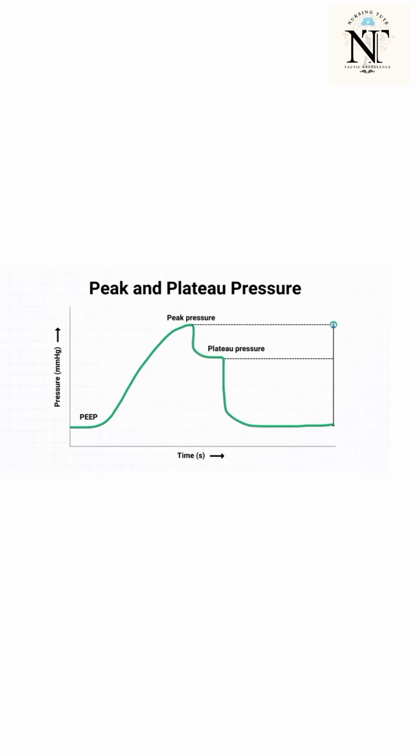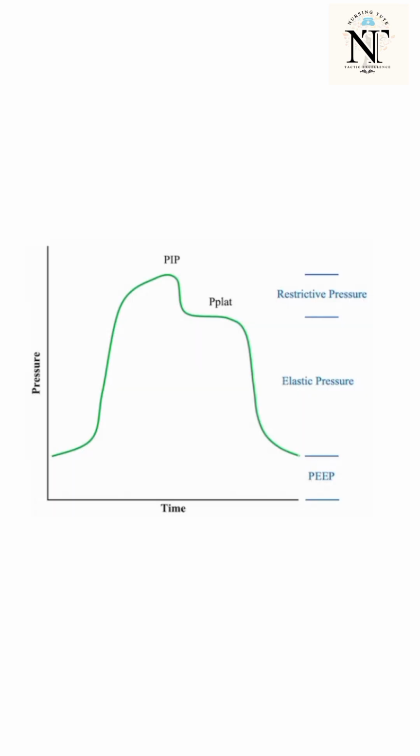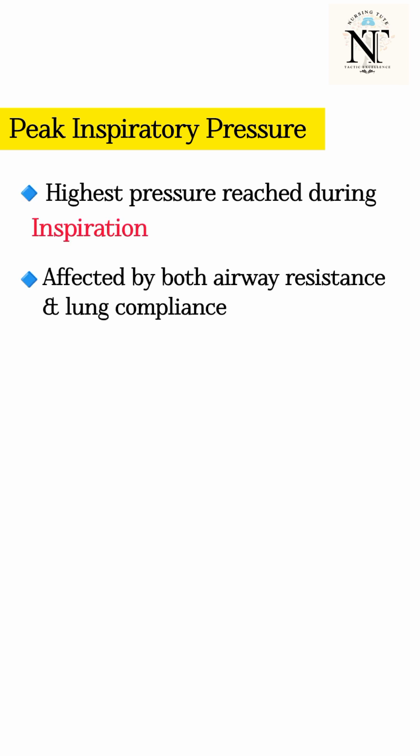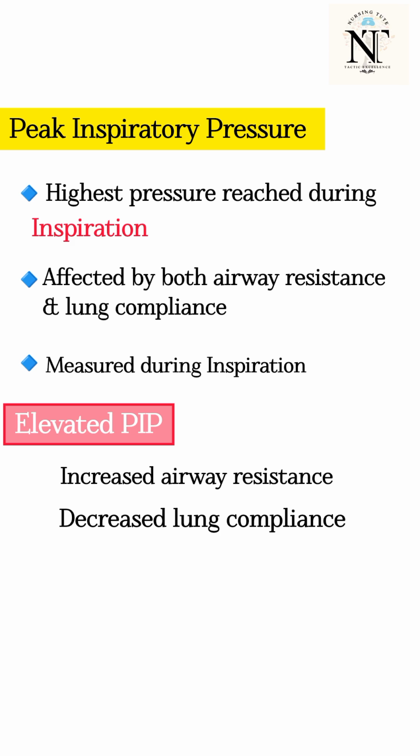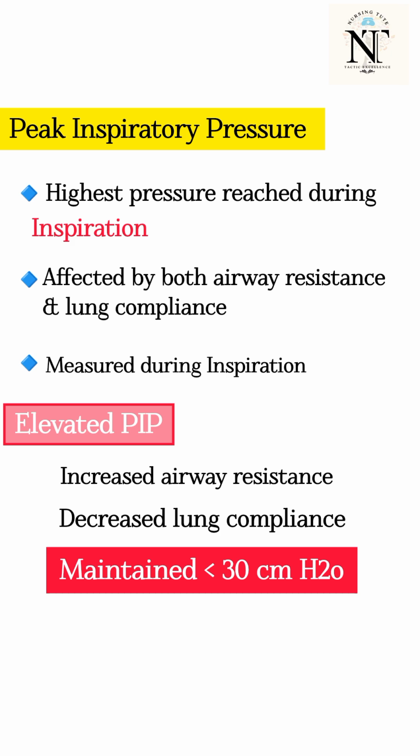So let's talk about the peak inspiratory pressure and plateau pressure. The peak inspiratory pressure in the ventilator circuit is related to resistive pressure, whereas plateau pressure is related to elastic pressure. The peak inspiratory pressure is the highest pressure reached during inspiration and is affected by both airway resistance and lung compliance. This peak inspiratory pressure is measured in the breathing circuit during inspiration. An elevated peak inspiratory pressure indicates airway resistance due to bronchial secretions or decreased lung compliance due to pulmonary edema or pneumonia. Usually, this peak inspiratory pressure is maintained at less than 30 cm H2O.